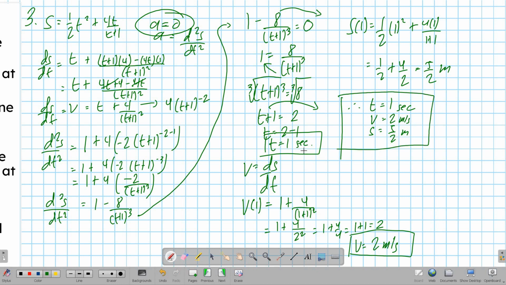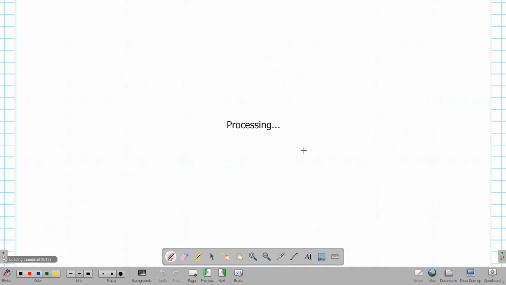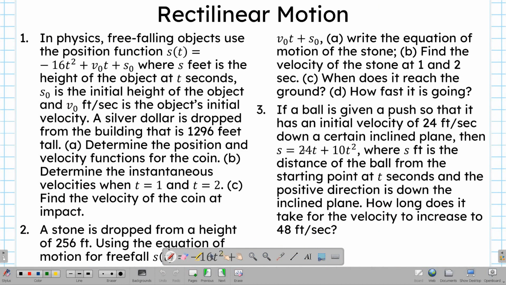So let's have more examples of rectilinear motion. So we have here, in physics, free-falling objects use the position function s of t is equal to negative 16t squared plus v sub o t plus s sub o, where s feet is the height of the object at t seconds, s sub o is the initial height of the object, and v sub o feet per second is the object's initial velocity.